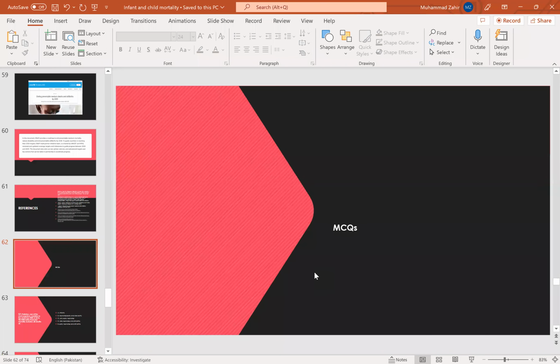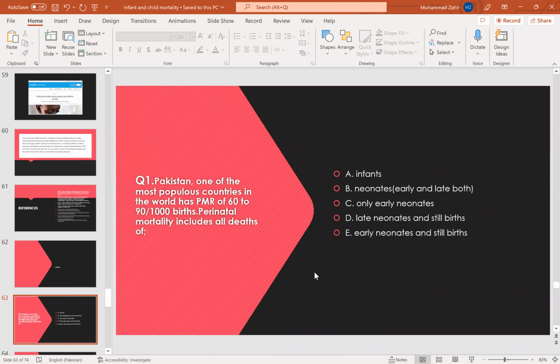These are my references. Now it's time for MCQs. Pakistan is one of the most populous countries in the world and had a perinatal mortality rate of 60 to 90 per thousand births. Perinatal mortality includes all deaths. Options are infants, neonates, early and late, only early neonates, late neonates and stillbirths, early neonates and stillbirths. The correct option is E, early neonates and stillbirths.